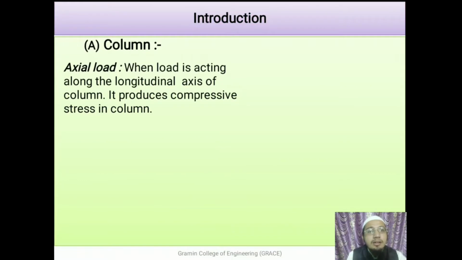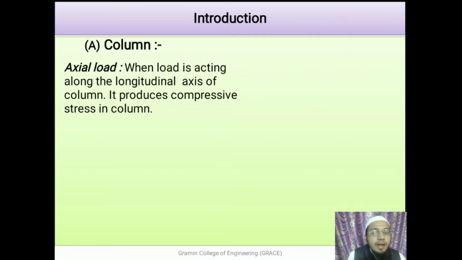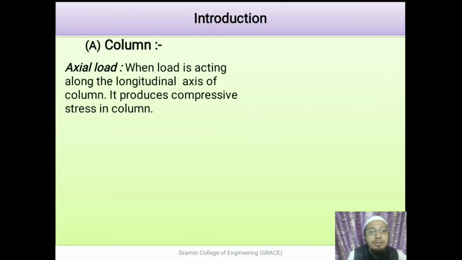So, let us start. As we know, a column is a structural member which is also termed a compression member, and its lateral dimensions are very small as compared to its height or depth. What is meant by axial load? Axial load is the load which acts along the axis or longitudinal axis of the column, which produces compressive stress at the base of the column.